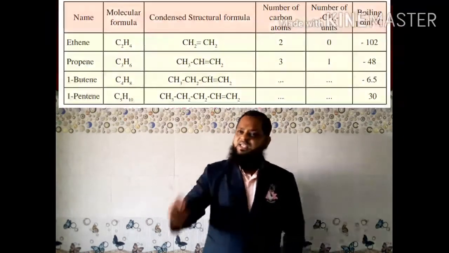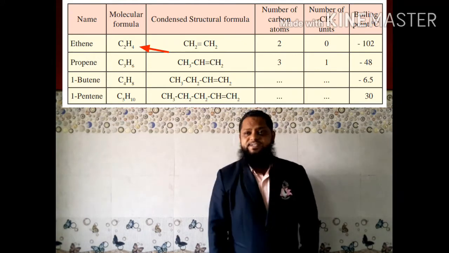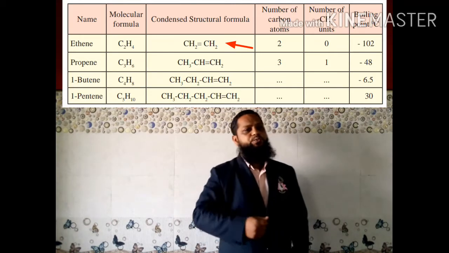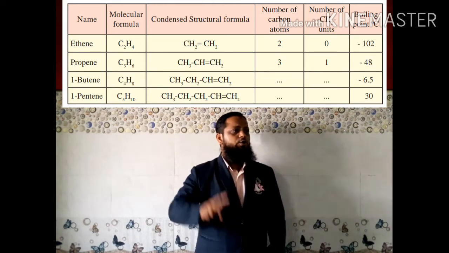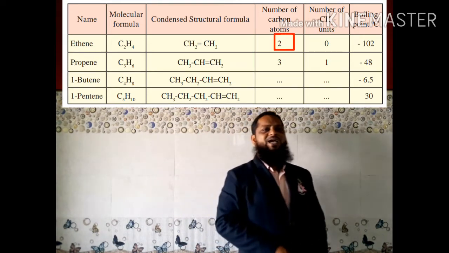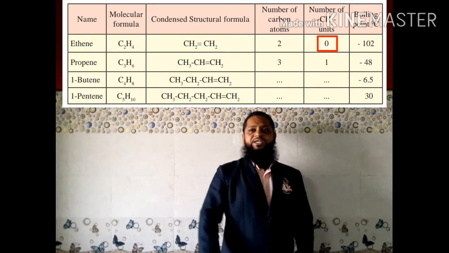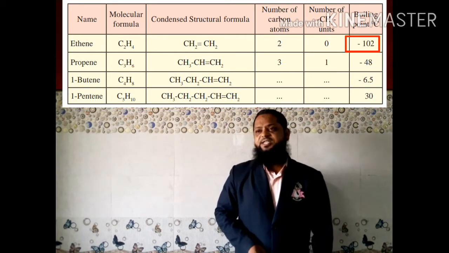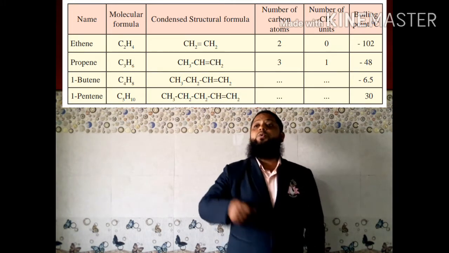The molecular formula of ethene is C2H4. Its condensed structural formula is CH2 double bond CH2. In this structure, we are able to calculate 2 carbons are present and CH2 units are absent. Its boiling point is -102 degrees Celsius.